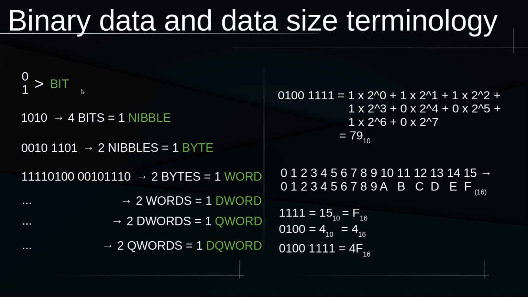When you have a sequence of 4 bits, that's called a nibble. A series of 2 nibbles or 8 bits is 1 byte. A series of 2 bytes or 4 nibbles or 16 bits is called a word, and so on and so forth. So 2 words is 1 double word, 2 double words is 1 quad word, 2 quad words is 1 double quad word.